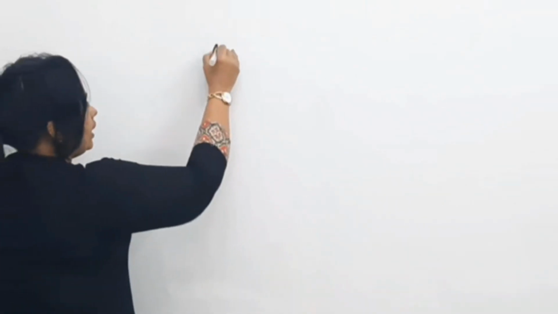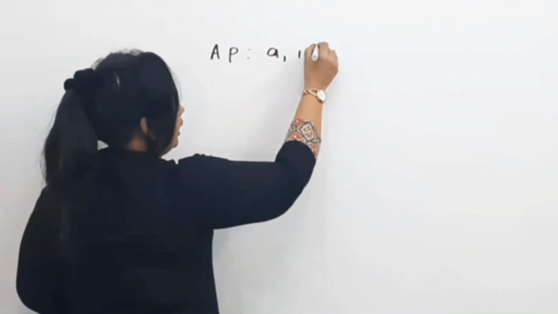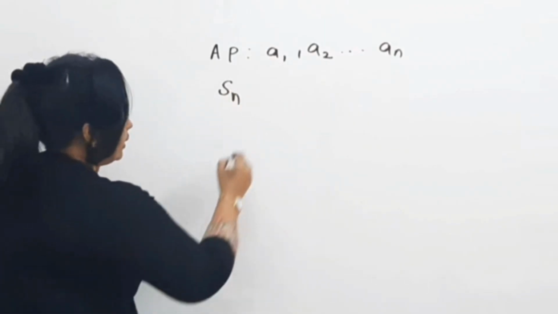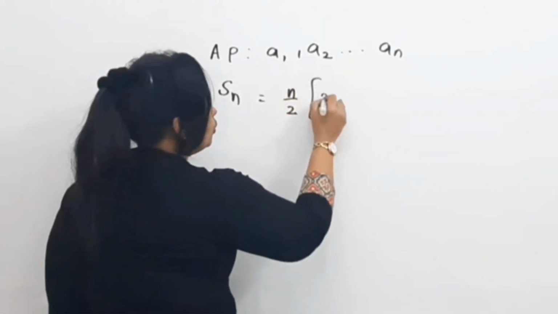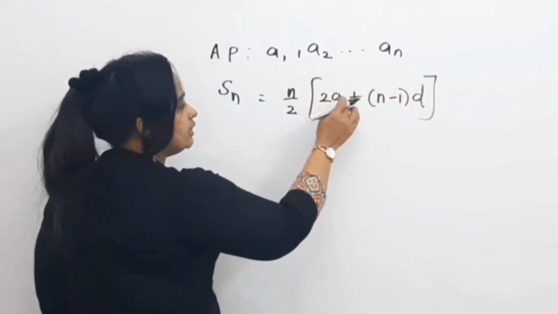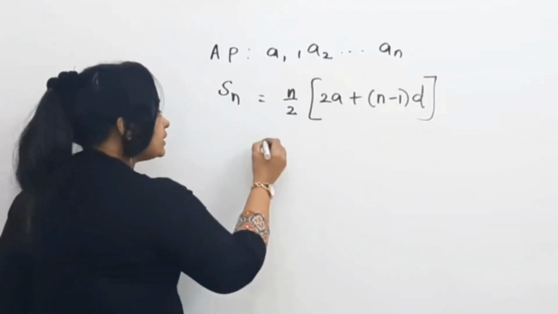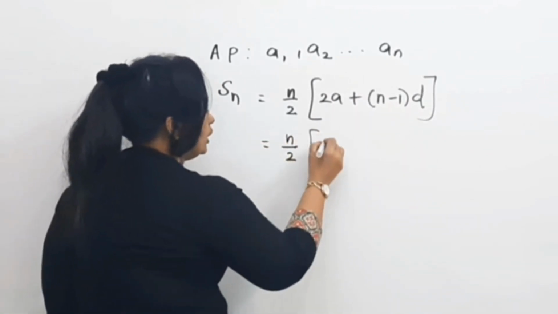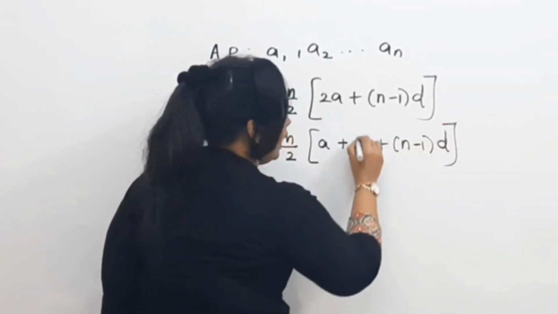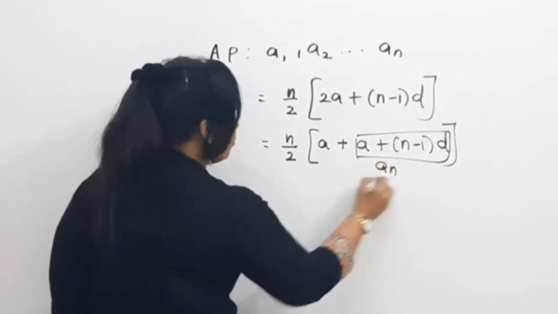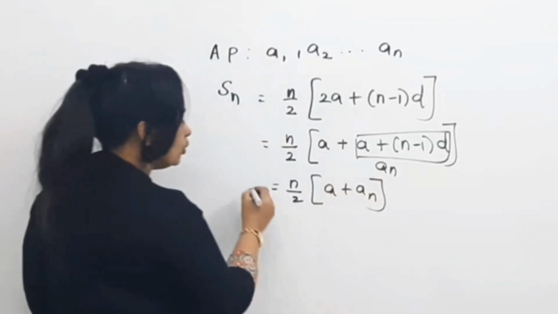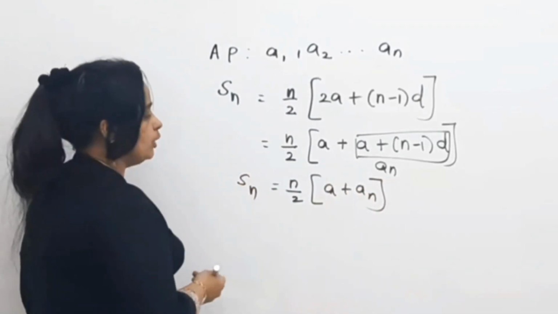Children, now we move on to the next subtitle of this chapter, sum to n terms. So your AP is A1, A2, etc., AN, then sum of these n terms, Sn, is defined as n by 2 into 2a plus n minus 1 into d, where n is the number of terms, a is the first term, and d is the common difference. This can also be written as n by 2 into a plus n minus 1 into d. I just wrote 2a, and you can see here this is nothing but an. So my formula becomes n by 2 into a plus an. So that's also the formula for finding sum to n terms.